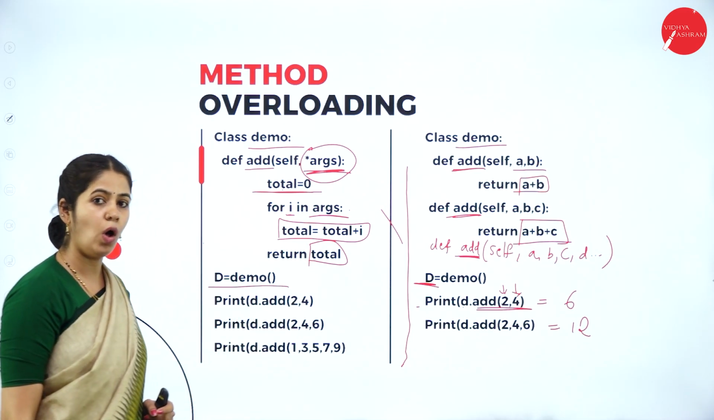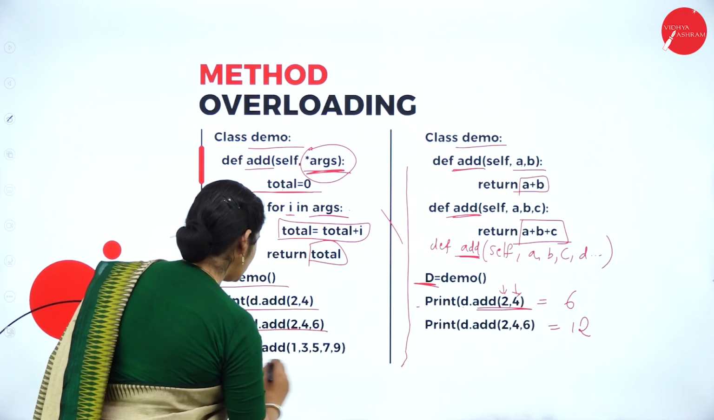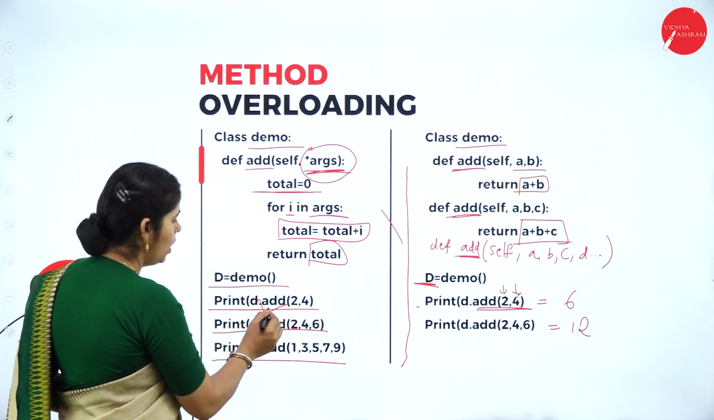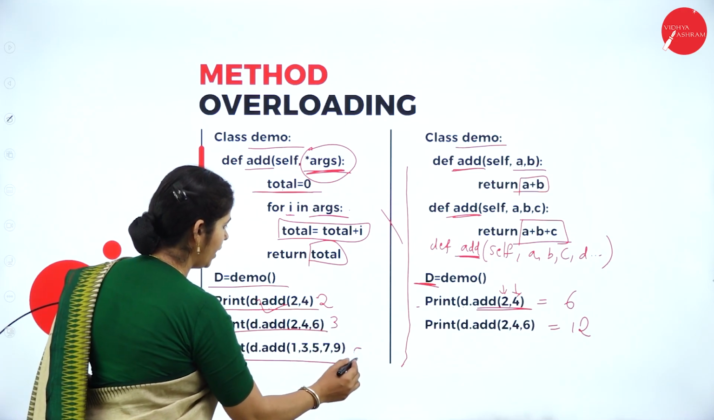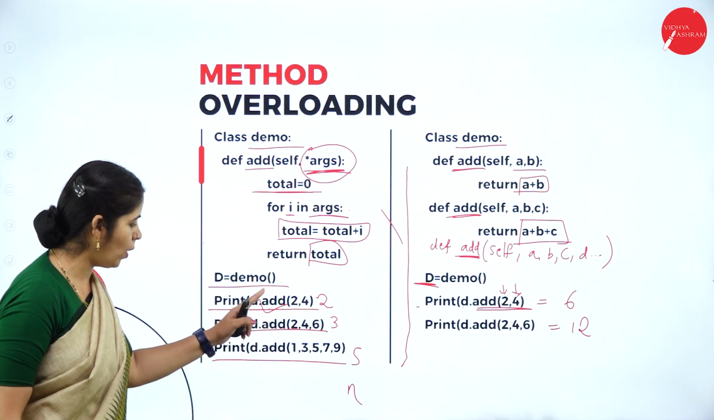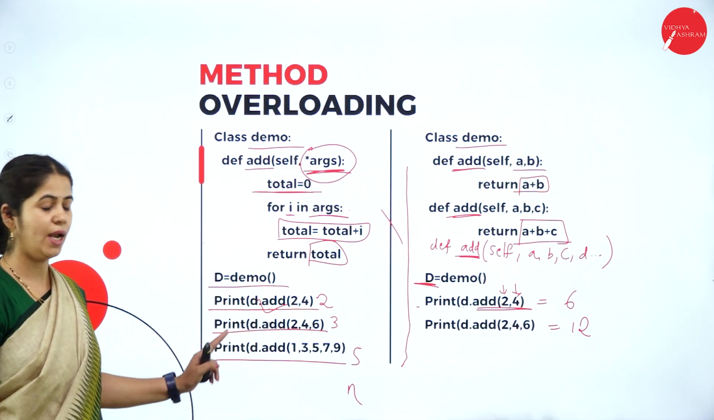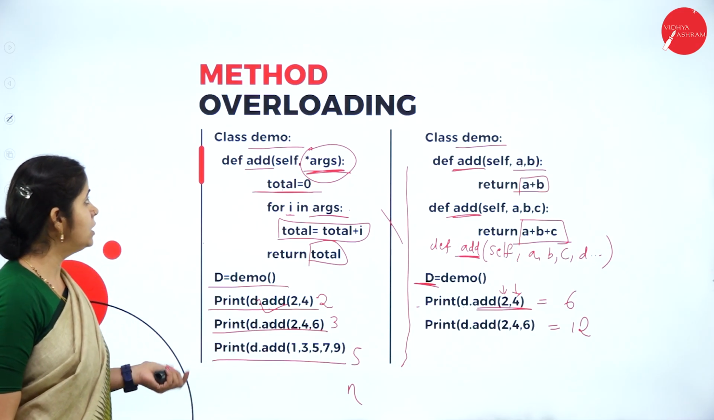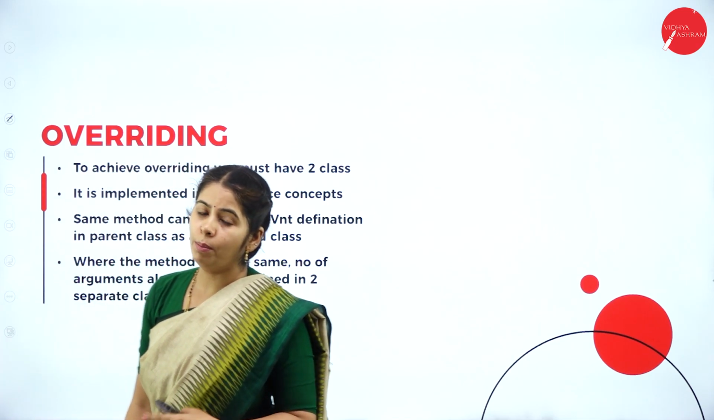When we have created the object of the class Demo, we are overloading the add operation here. We are adding for 2 integers, for 3 integers, for 5 integers. We can add n number of integers. There we are providing method overloading, so that we can achieve polymorphism. This is about method overloading. Coming to overriding, what do you mean by overriding?